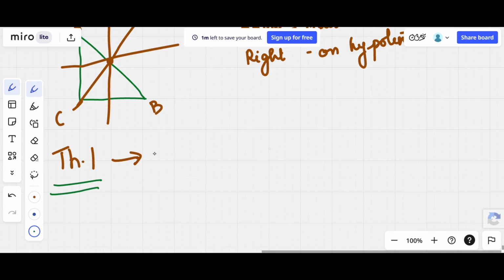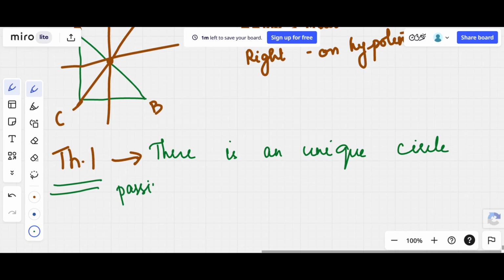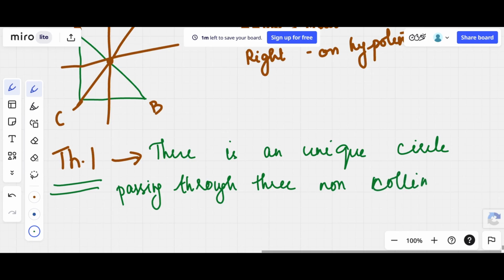Please write it down. There is a unique circle passing through three non-collinear points. That's what you learned. That's your theorem number 1 which you learned.